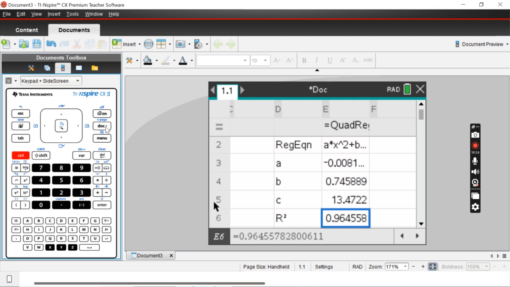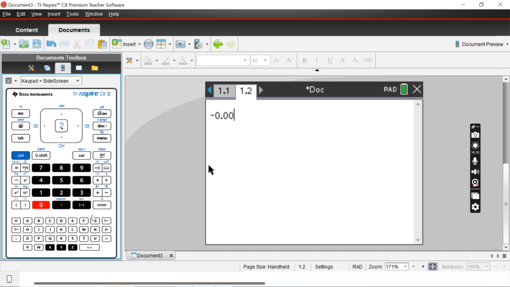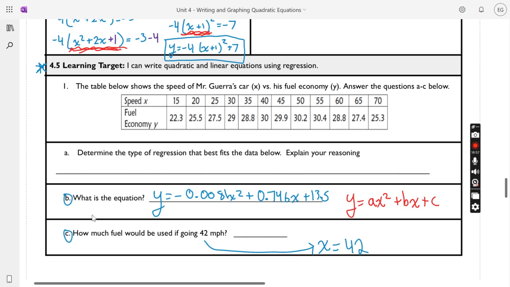I'm just going to make a new calculator app. It's going to give us, if we plug in our equation, then we plug in 42, 7, 4, 6 times 42, and then plus 13.5. We get a fuel economy of 30.5. We're not giving units in this, so we can just put the value for now.